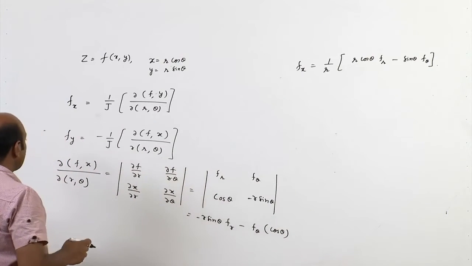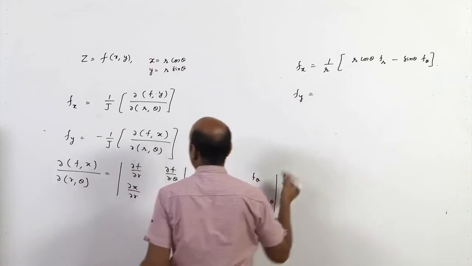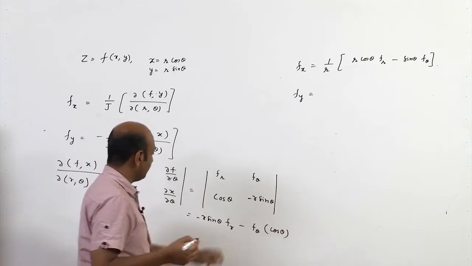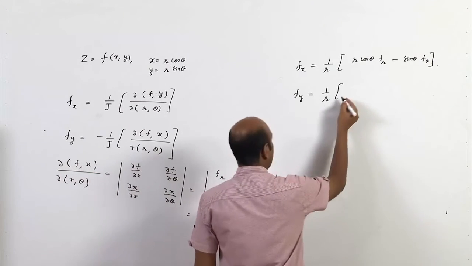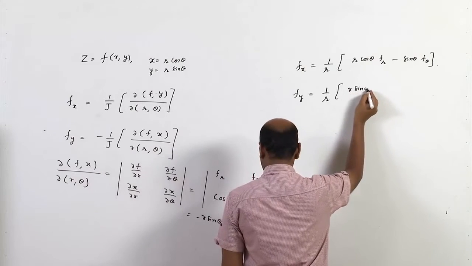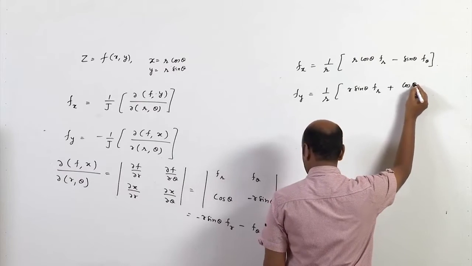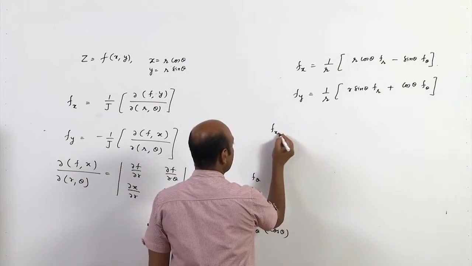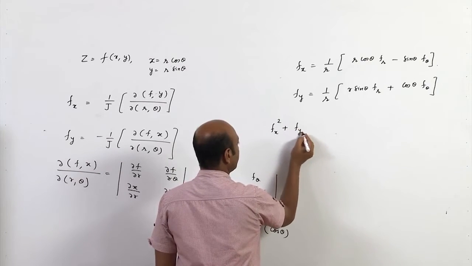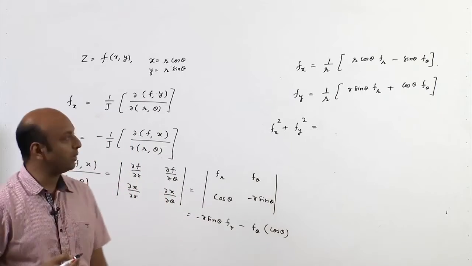So, what will be Fy then? Fy will be, so negative will be cancelled from this negative. So, it will be 1 by r times r sin theta into Fr plus cos theta into f theta. So, what will be Fx square plus Fy square? This we have to compute. Okay. We have to compute Fx square plus Fy square.